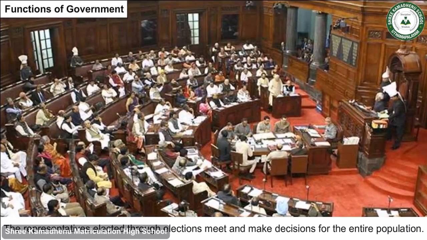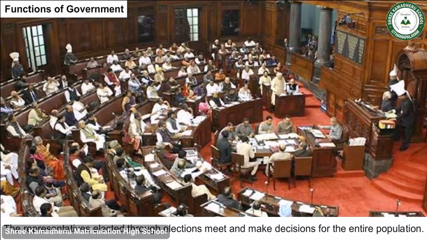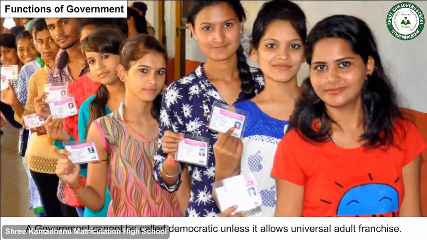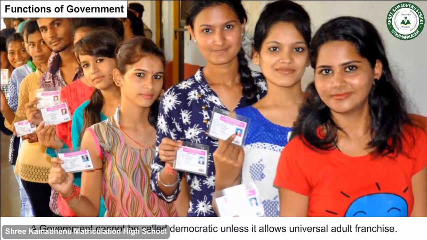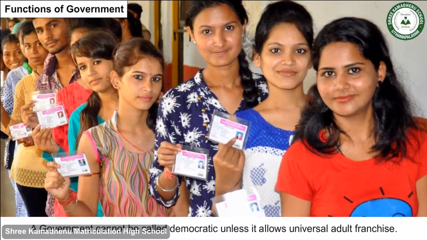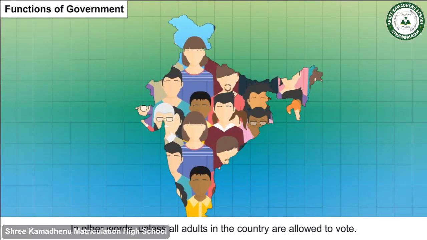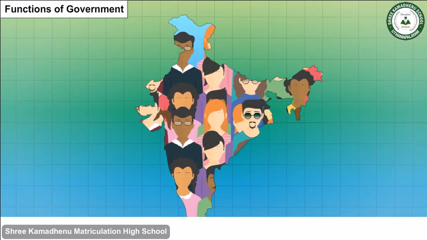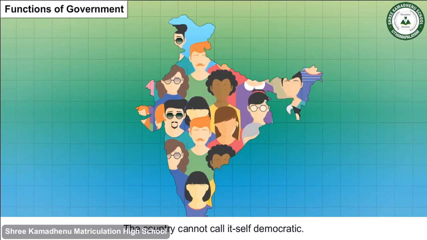The representatives elected through elections meet and make decisions for the entire population. A government cannot be called democratic unless it allows universal adult franchise. In other words, unless all adults in the country are allowed to vote, the country cannot call itself democratic.